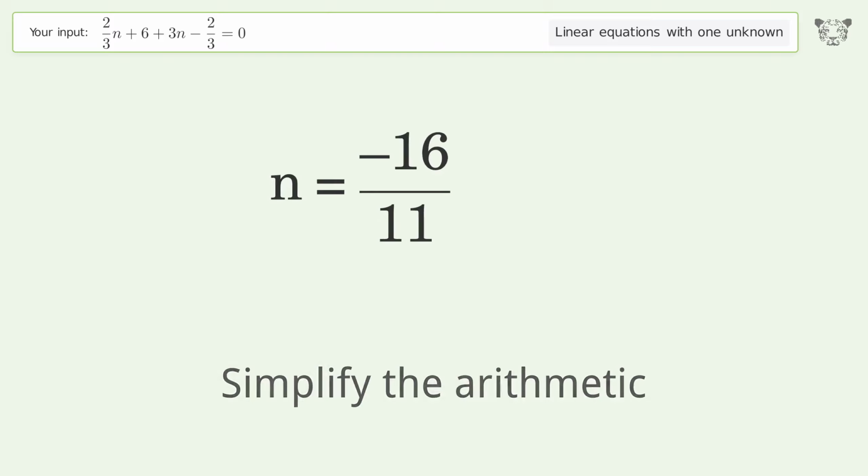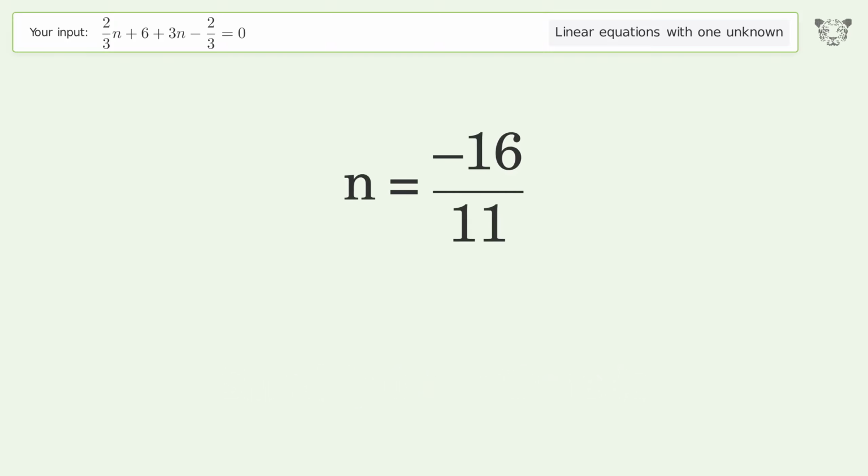And so the final result is n equals -16/11.